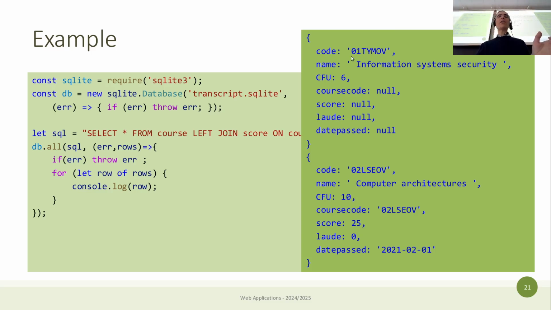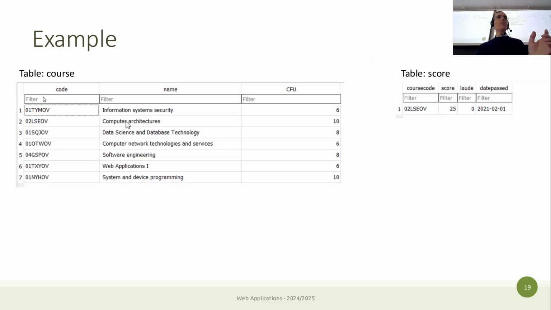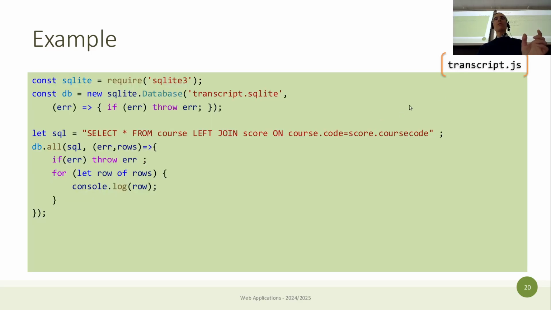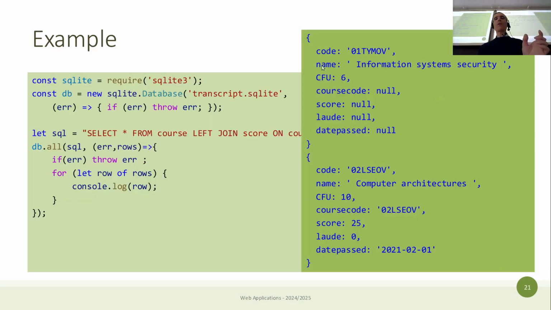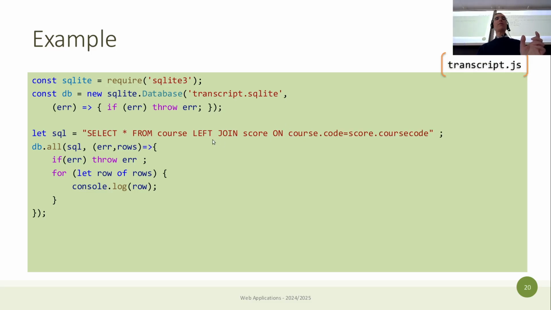So if we go back, code, and this 01 ty and so on. So code, that's the name of the column, and the first row is 01 ty and so on. And then you have name, cfu, and then you have course code, score, etc., because you did a join, right? Okay? This is normal SQL. What you know about SQL and on databases, it's exactly the same here.